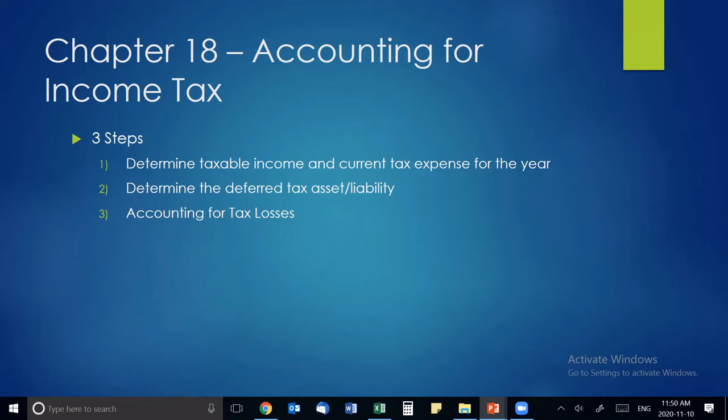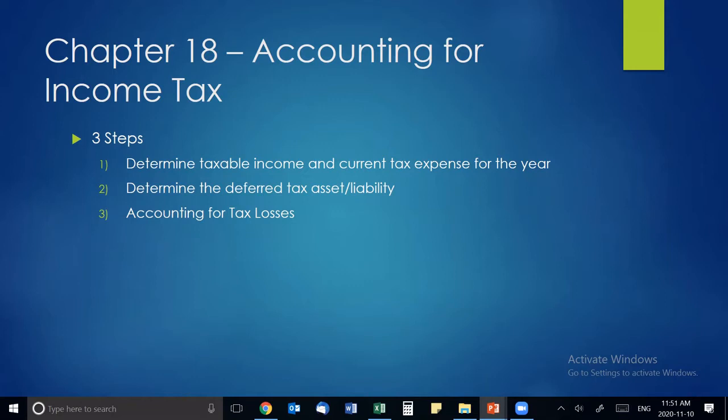Then the second step, in video number 2, was determine the deferred tax asset or liability and the deferred tax expense or benefit for the year. So here you just take the temporary differences and put them in the deferred tax schedule and figure out if you're going to be saving more tax in the future, you're going to record an asset. If you're going to be paying more tax in the future, you're going to record a liability. So that would be your second journal entry.